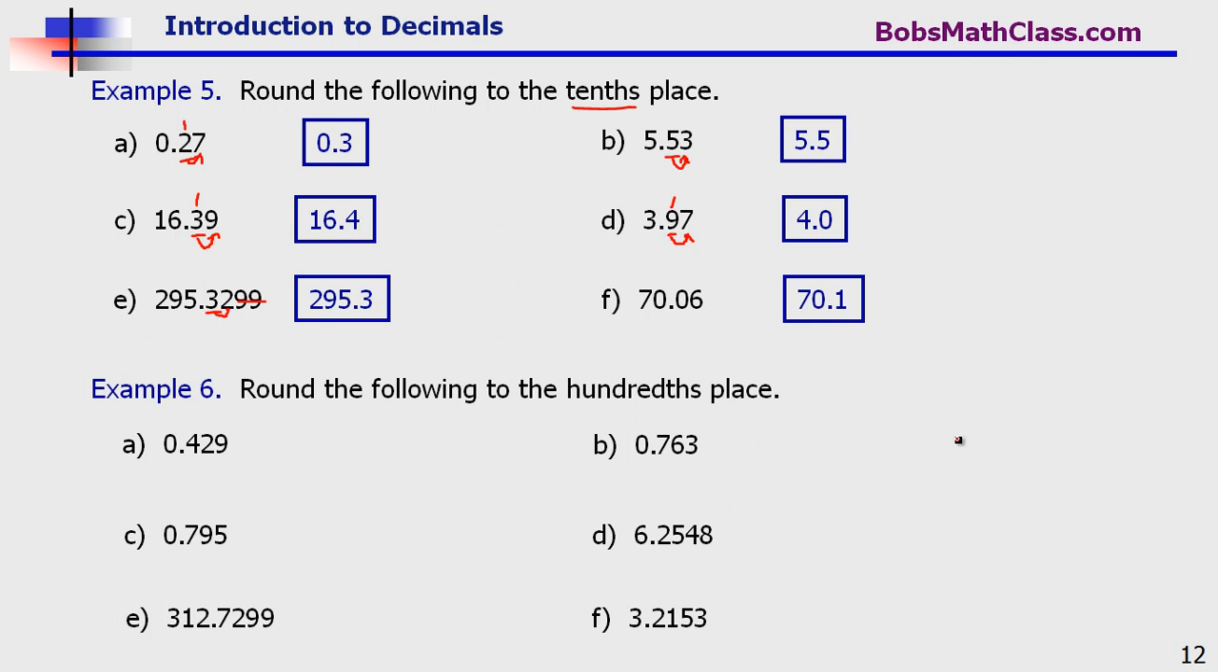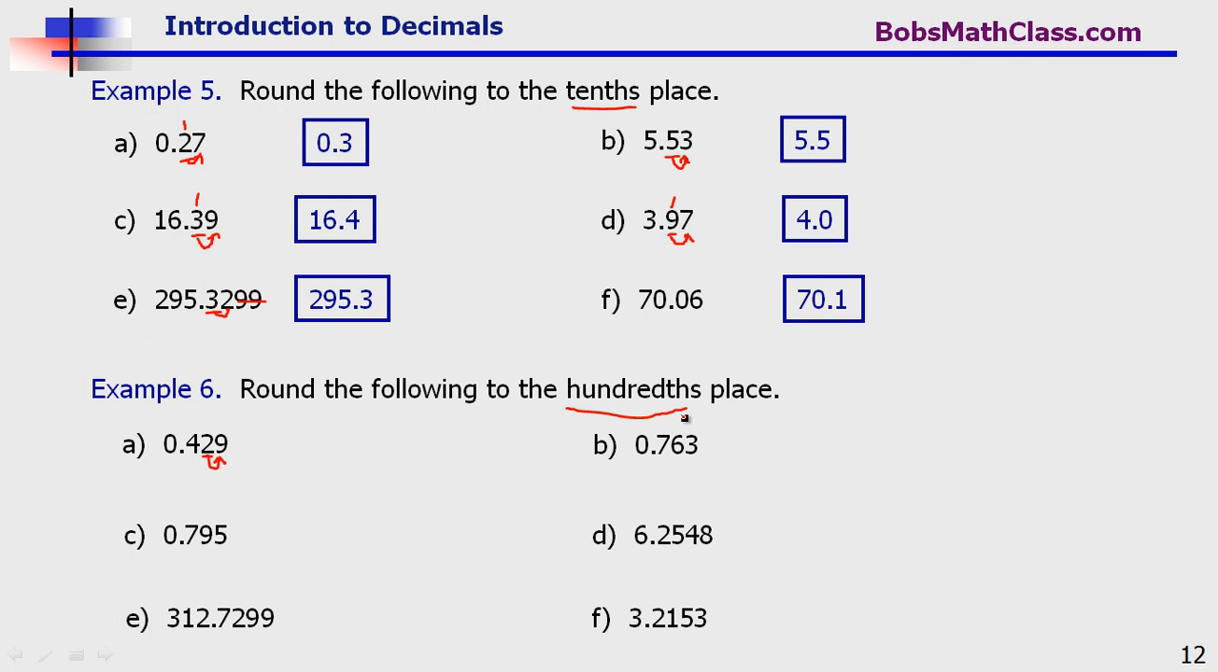Okay, you might want to pause. This is the hundreds place. So you're just going to look at the hundreds place, look to the right, and if it's 5 or more, add 1 to the hundreds place, and if it's 4 or less, leave the hundreds place alone, and the hundreds place is the last number to write down. Okay, I want you to pause, work on it, and then click on play when you're ready to see the answers.